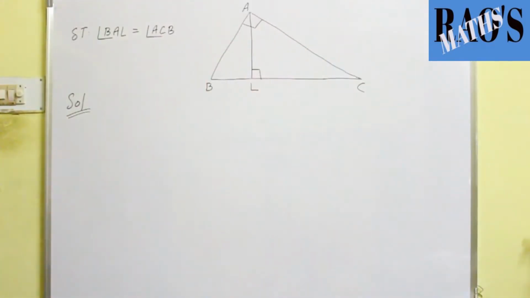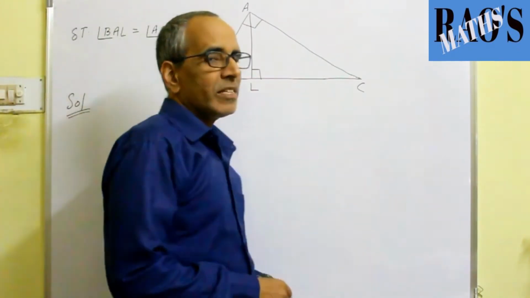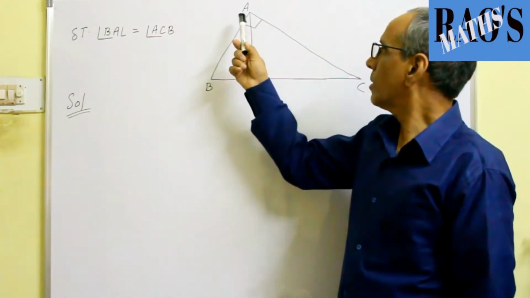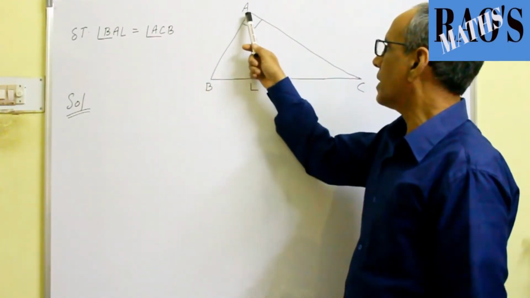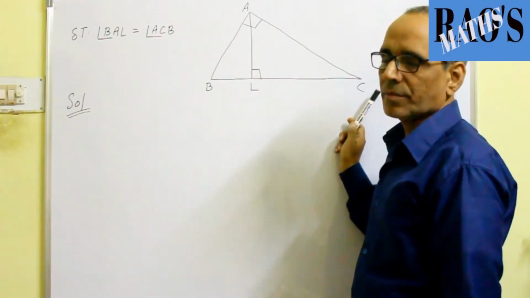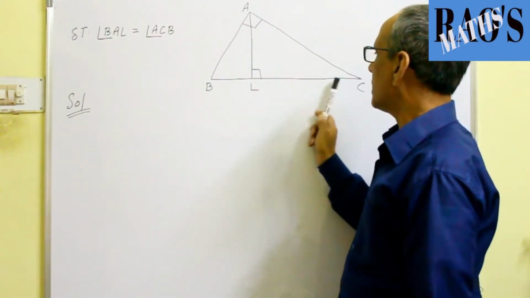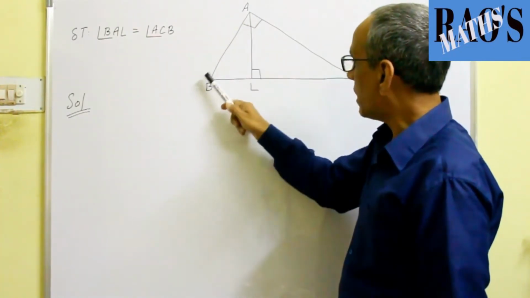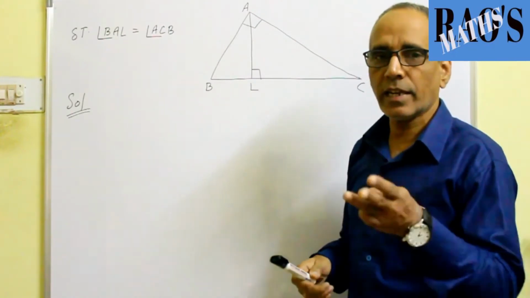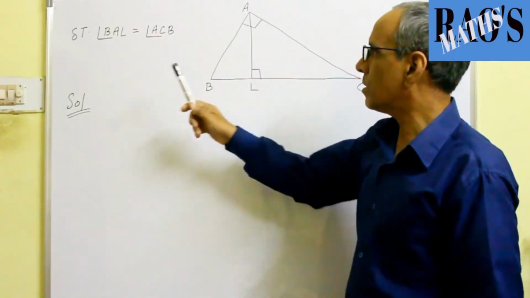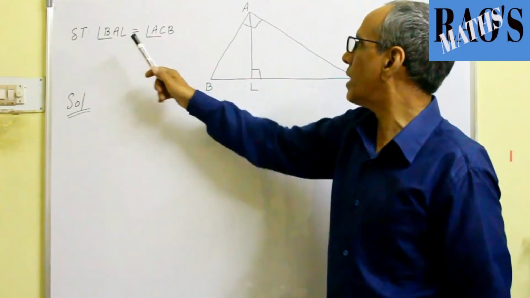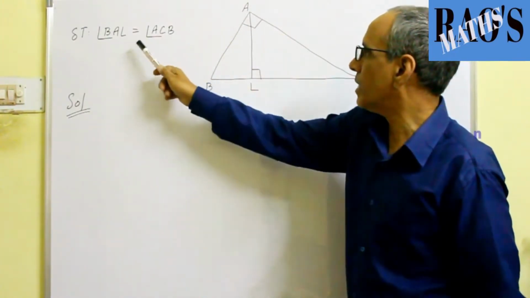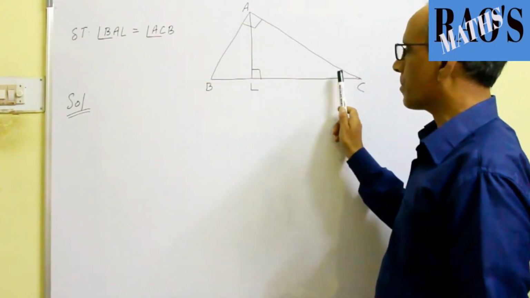One more question. Here we have triangle ABC, in which angle A is a right angle, and for this triangle ABC, AL is the perpendicular on BC. So ALC is also a right triangle, ABC is also a right triangle, and ABL is also a right triangle. We have three right angle triangles in this figure. From the question, angle BAL, that is a part of this 90, is equal to ACB, that is angle C.